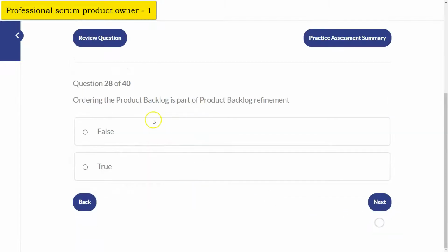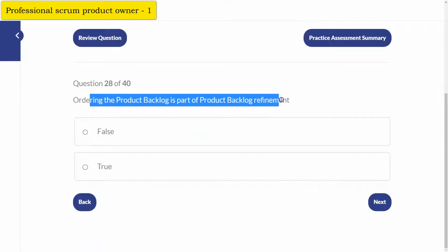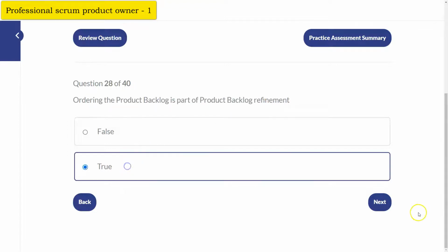Alright guys. Next question. Ordering the product backlog is part of product backlog refinement. So the answer is true.